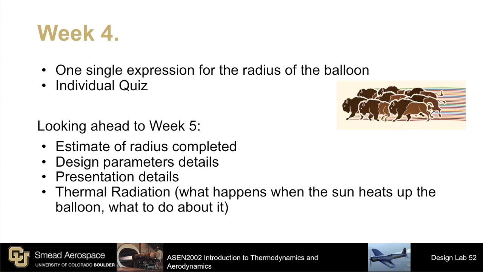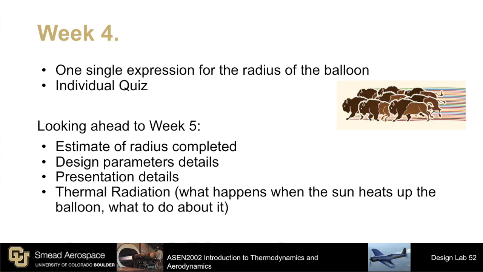Welcome to week 4. Your group's primary focus this week should be on the derivation of one single expression to determine the radius of the balloon for neutral buoyancy at the required altitude and given the required payload. You will also need to complete the individual quiz that is available on Canvas before Tuesday, September 23rd at midnight.